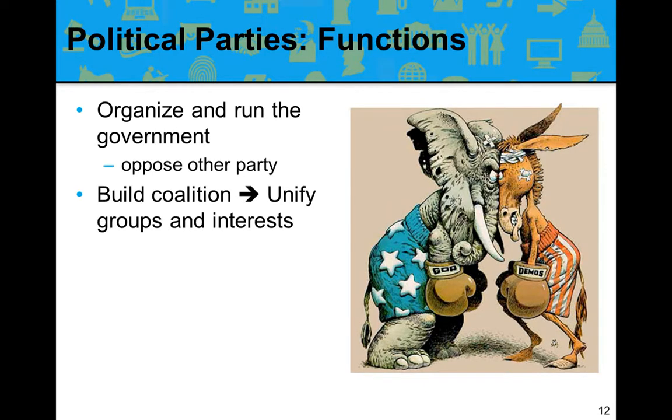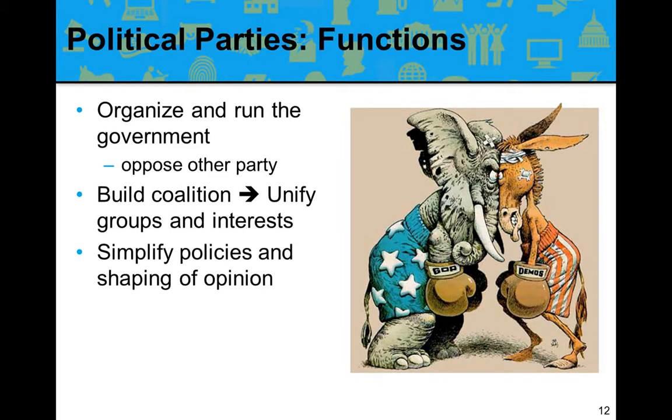And so one of the challenges of the Republican Party right now is how they're building a coalition. There's really kind of a split in the Republican Party between the Tea Party group and the mainstream Republicans. And so how are they going to unify these groups and how are they going to unify their interests is one of the questions that's always commented on in the political sphere.